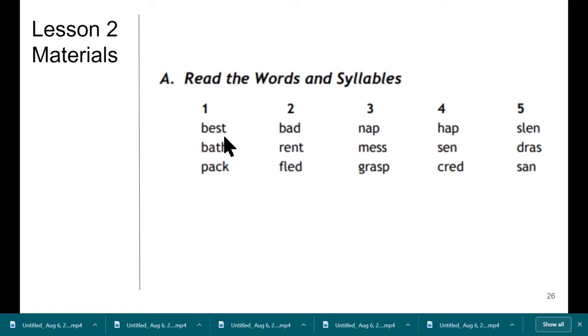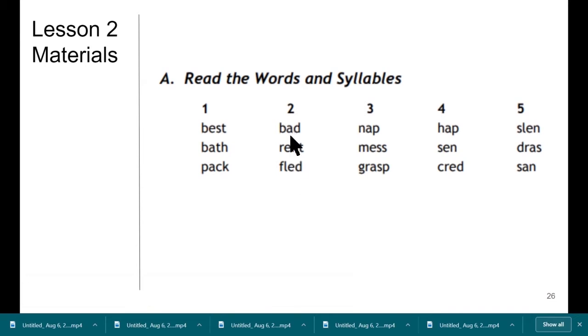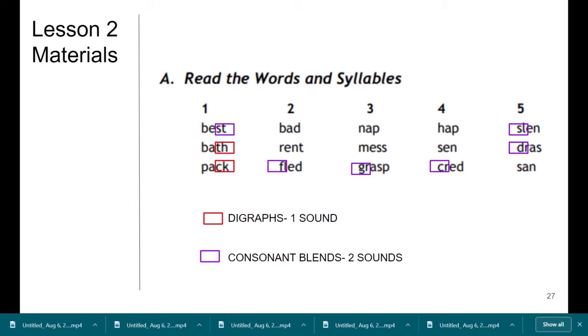Okay, column 1, best, bath, pack. Column 2, bad, rent, fled. Column 3, nap, mess, grasp. Column 4, hap, sen, cred. Column 5, slen, dras, san, right? So our big things we're working on here is the E and the A, right? Ah, eh. Okay.